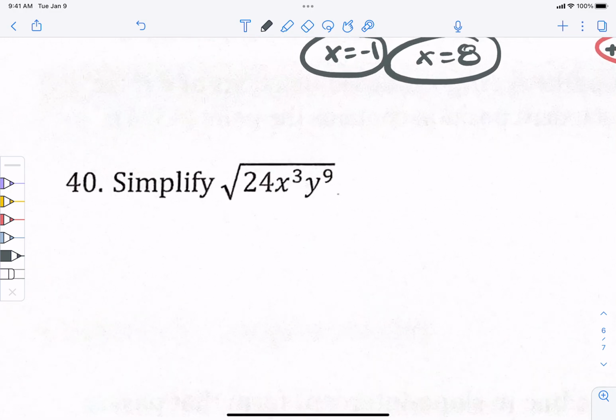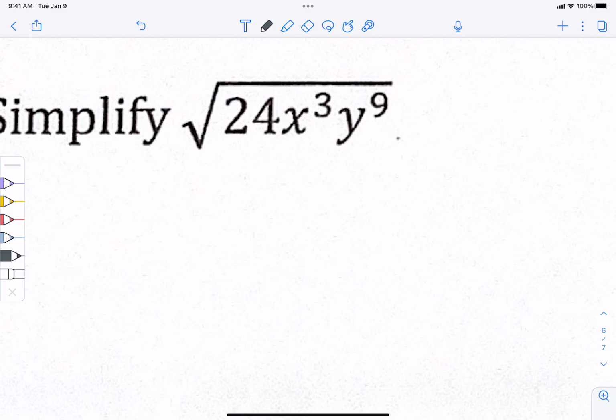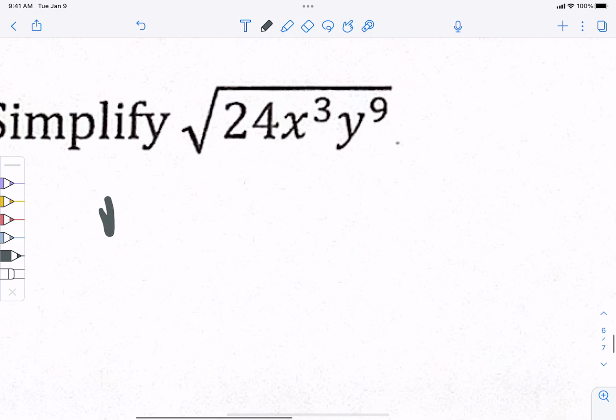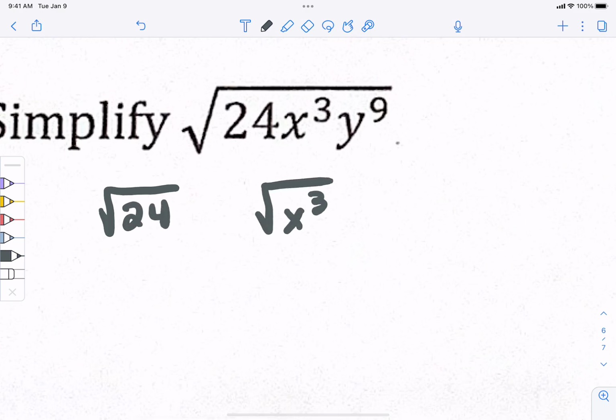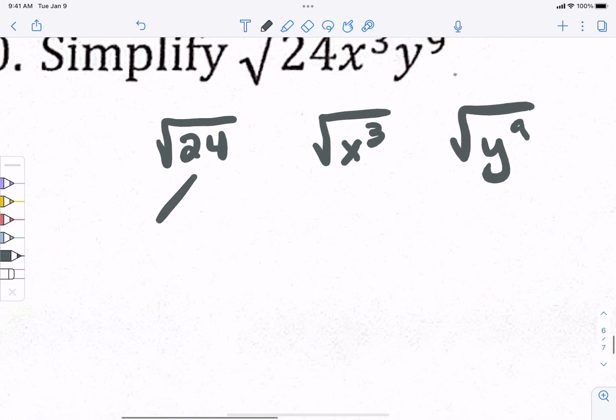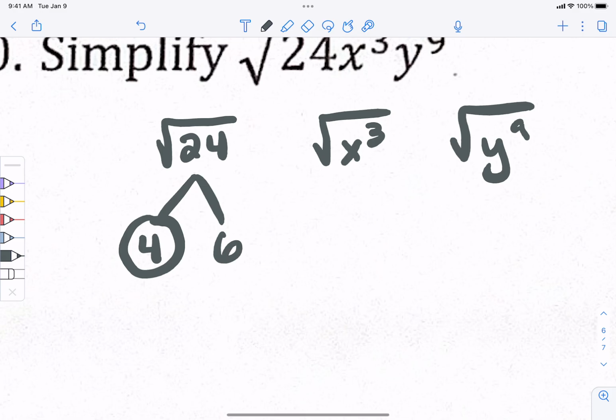Last one, 40. We're taking the square root of these. This one is probably going to be one of the harder ones in the test, but write out all your work and you will keep everything straight. We're going to separate them into pieces. And so I'm doing 24, x to the 3rd, y to the 9th. This is one where we break it down, and we want to find a number that goes into 24 that you can take the square root of, which is 4 and 6, okay?